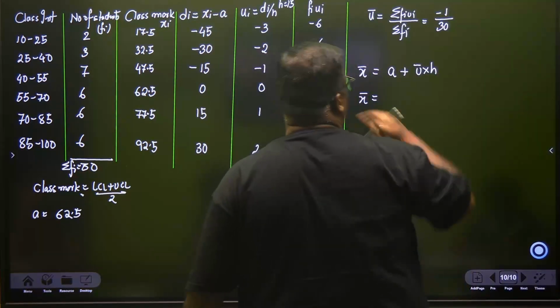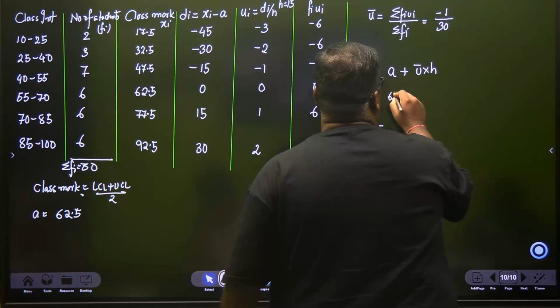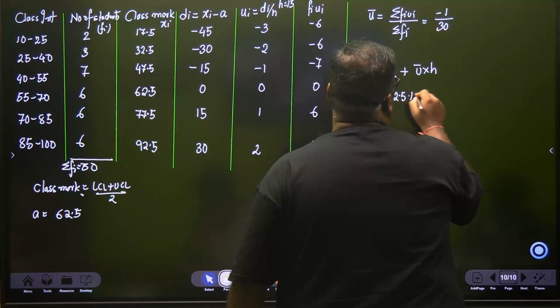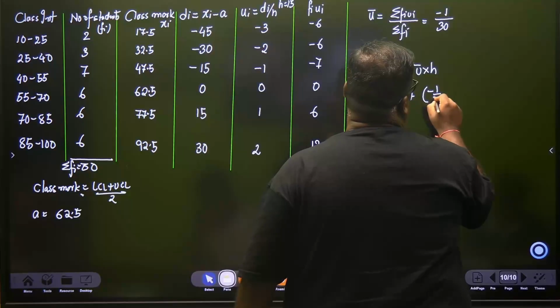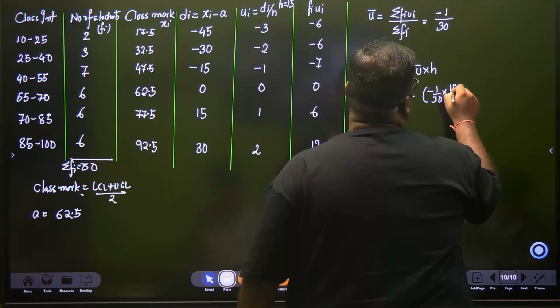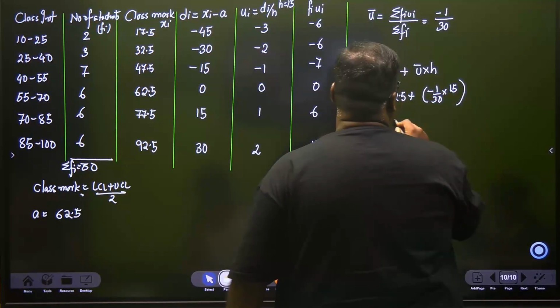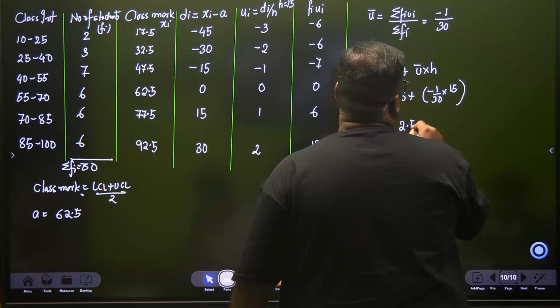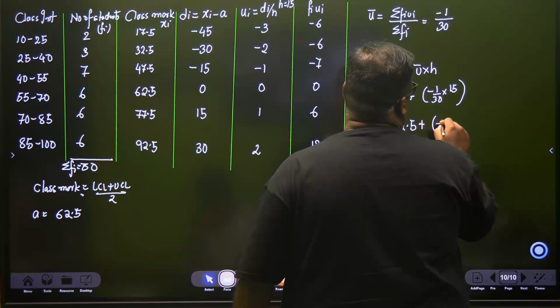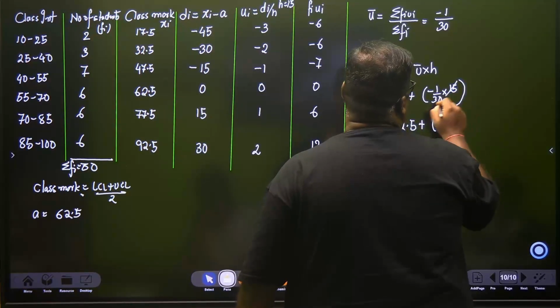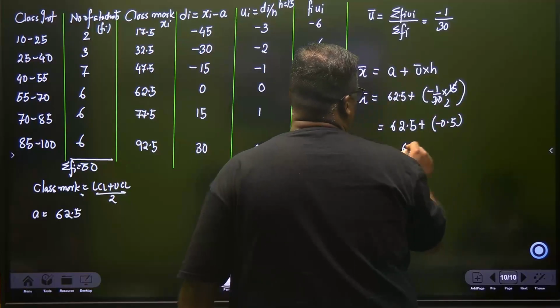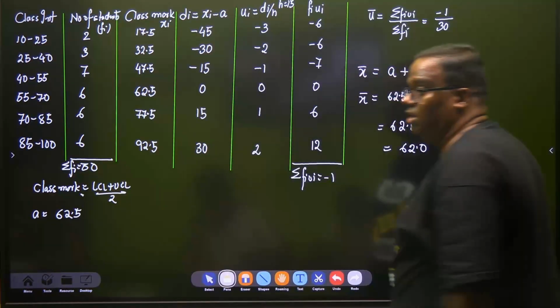Fine. So here it will be 62.5 plus negative 1 by 30 multiplied by 15. It is done, the answer came: 62.5 plus negative 0.5. 15 2s are 30. So the answer is 62.07.